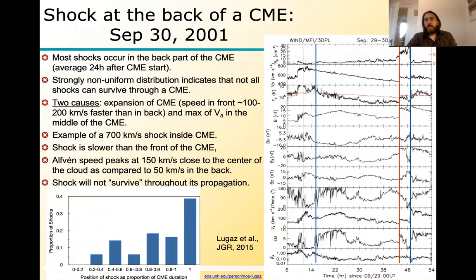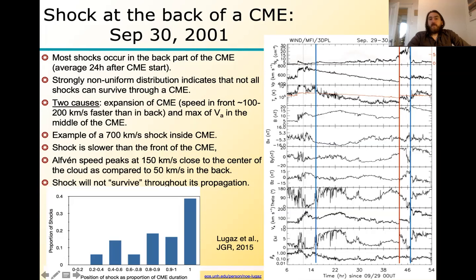Here is one of my favorite examples, September 30, 2001, showing a coronal mass ejection, the ejecta between these two blue lines, and the solid red line is a shock towards the back of this coronal mass ejection, propagating through it, showing the density, velocity, temperature, magnetic field, its components, and some coupling function. What's special about this shock is that its speed is about 700 km per second. While it's faster than the back of the CME, it's clearly not faster than the front of the CME, which means this shock is never going to be able to propagate all the way to the front of the coronal mass ejection, which is the reason the shock is at the back.